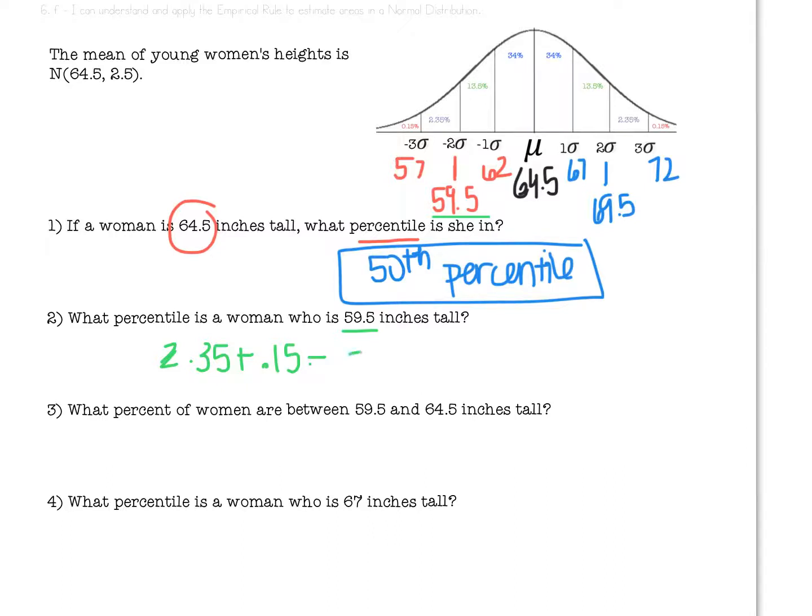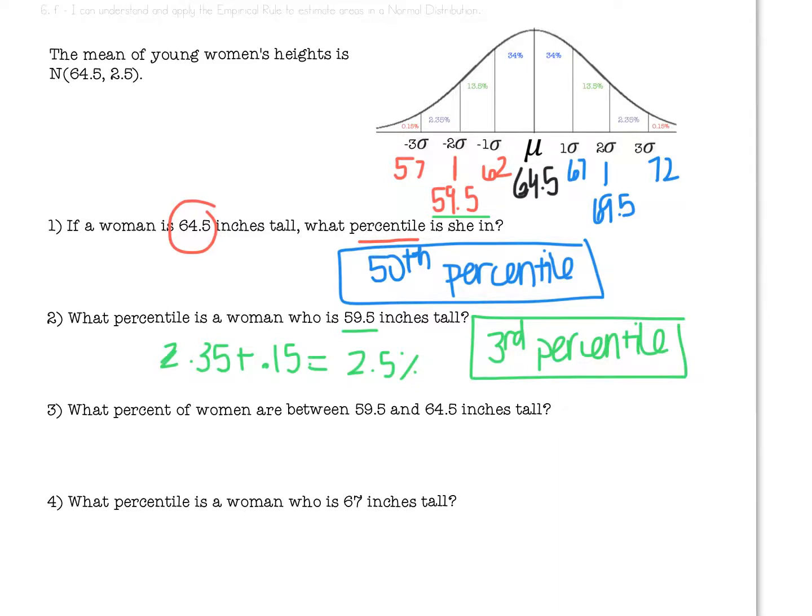And that gives me 2.5%. So she is in the 2.5 percentile or 3rd percentile if we round up. Oftentimes with percentile, you round up to the nearest whole. So we'll say the 3rd percentile. Which makes sense because most of my data is going to be within that 2 standard deviations from the mean, and she's at 2 standard deviations.